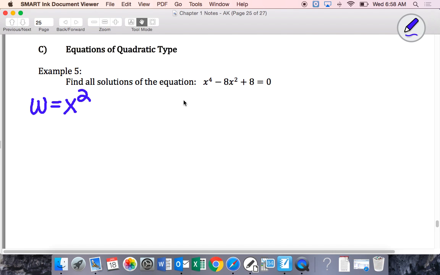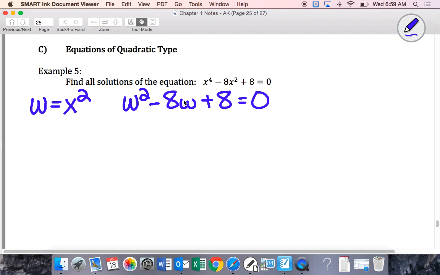that if I put in w into x to the fourth, I'm going to get a w squared, because if I square x squared, that gives me x to the fourth. So if I replace that, we now have w squared minus 8w plus 8 equals 0. We can now solve that equation because we can use our quadratic formula. So when we go through these, if you have x to the fourth and x squared in numbers, you want to replace your x squared with w, and then you'll have a w squared, w, and a number.